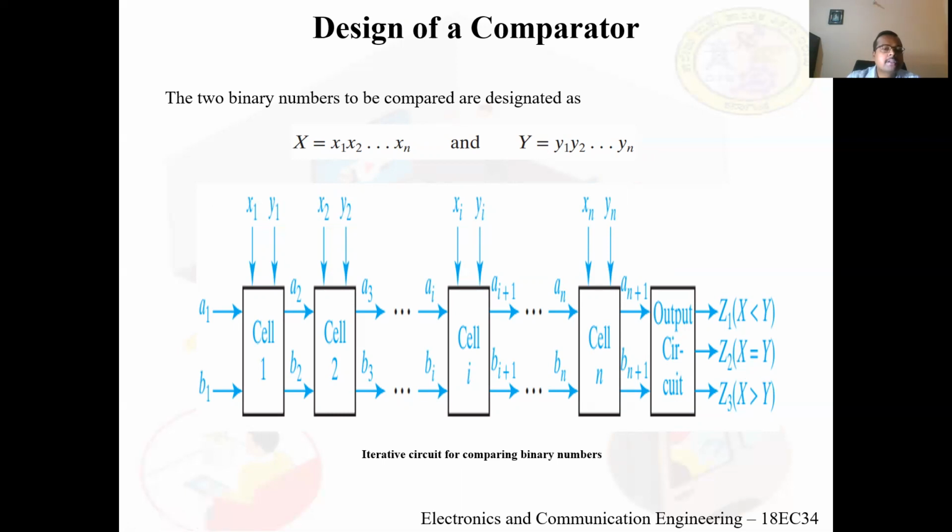Now, has everyone understood how the comparison is performed? As I said, the comparison is performed from left to right. First, the MSB bit is compared. After that, the next lower bits are compared, and lastly the least significant bit is compared, and the output is given to the output circuit, and depending on the comparison it will generate the outputs Z1, Z2 and Z3, saying whether X is less than Y, X is equal to Y, or X is greater than Y. Now that we know how the comparison is performed, we'll come up with a state table for this comparison.